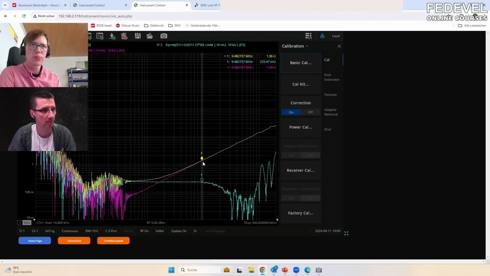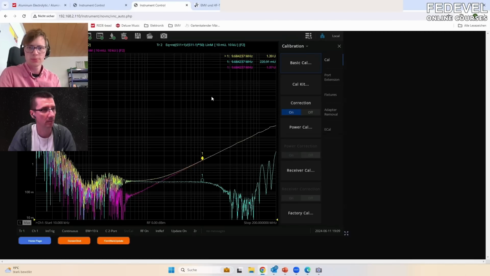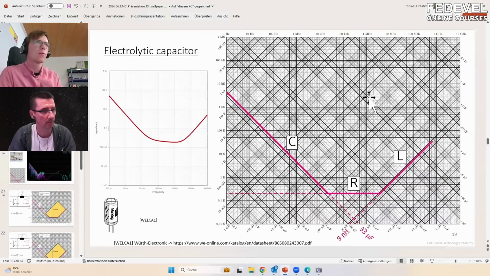So I go to a point where this slope is already very straight. And I have a value of 1.4 ohms at 10 megahertz. So I have this 10 megahertz, I have 1.4, which is somewhere in this region. And now you can go in this direction, and you see this is 10, then 20. Let's say this is now 25 nanohenry.